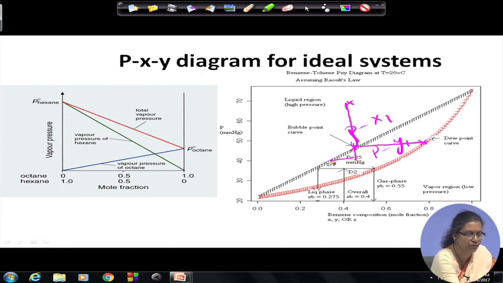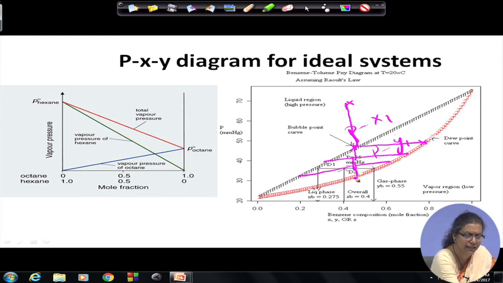The composition of the liquid phase is given by the horizontal line from this point on the saturated liquid line, and the corresponding vapor phase composition is given by the horizontal line extended to the saturated vapor point, the vapor curve. So we find that although the overall composition remains constant as we go down, the vapor composition and the liquid composition keep on changing. This continues till we strike the saturated vapor curve.